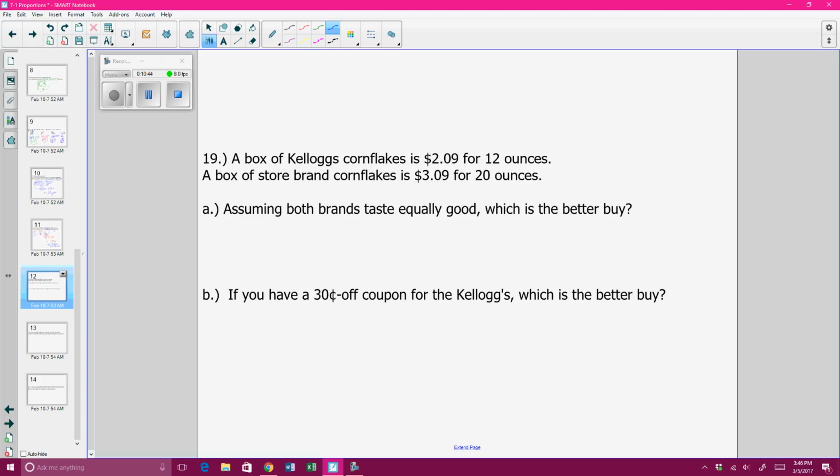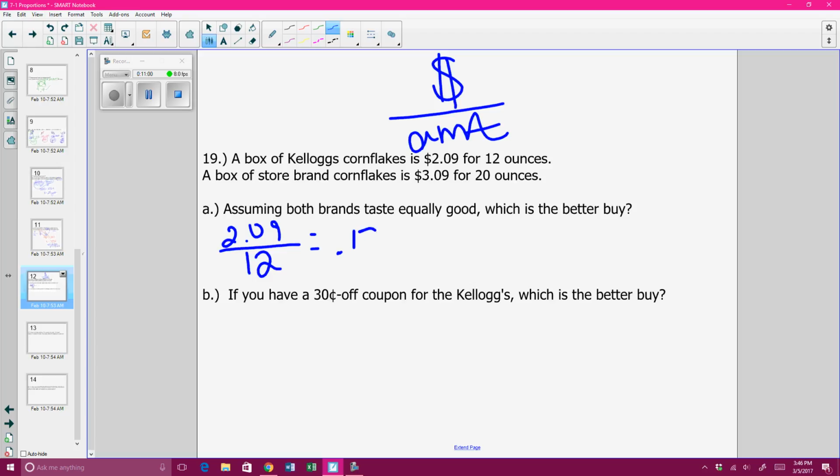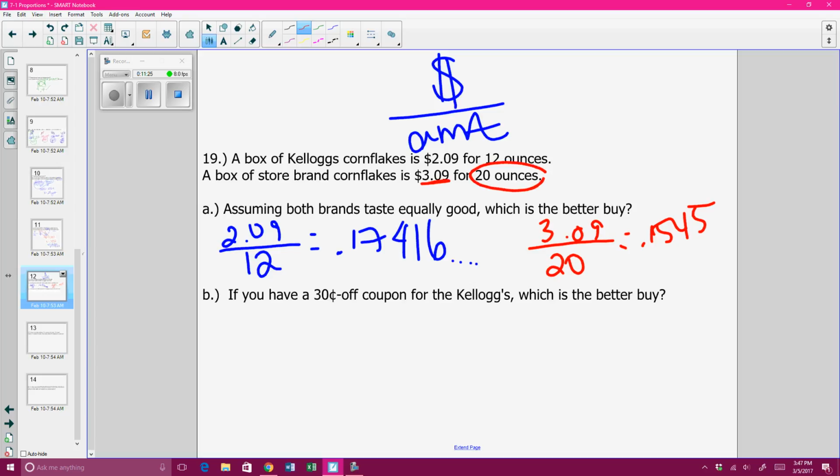Remember, when you're doing unit rate, you're going to take the money and divide it by the amount. And so even though this is a few cents less, it's still over time, even though it costs more, you're getting more for a cheaper unit rate, and so the store brand is actually cheaper.